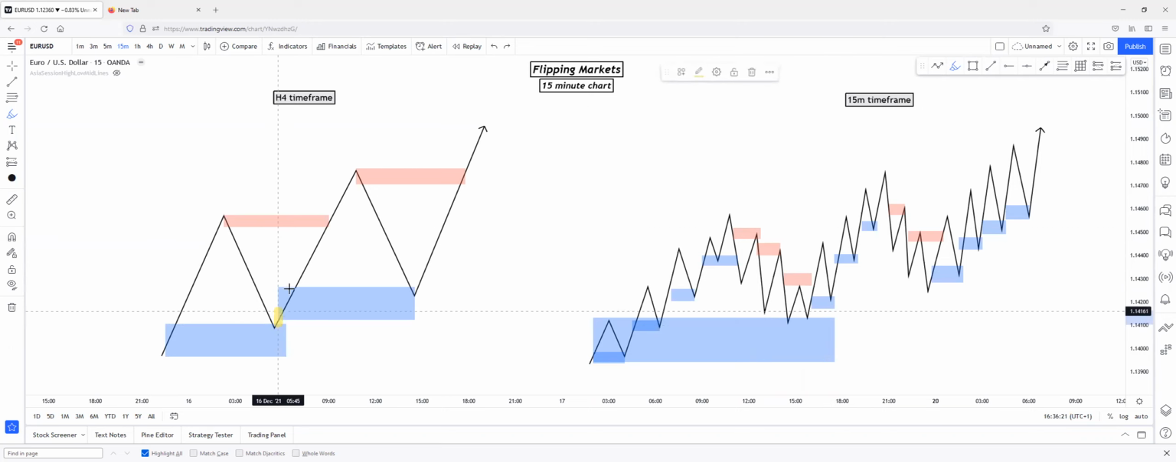So price will create this second leg, and on this second leg, on the 15-minute chart, we create demand zones over and over again. And if price reaches its second turning point and reversal point, we will see supply trades over and over again over demand trades.